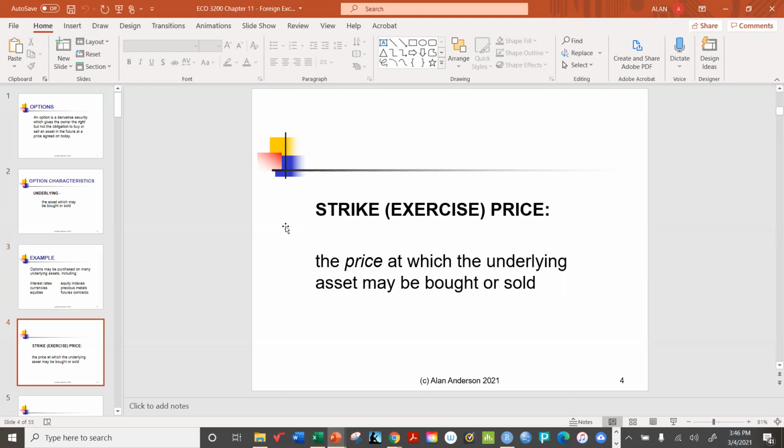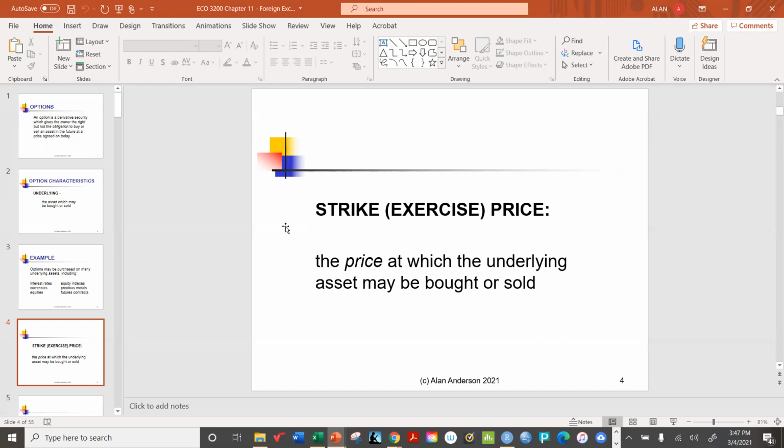All right. Now, the price at which you're allowed to buy or sell the underlying asset is known either as the strike price or the exercise price. I don't know the origin of these names, by the way, but yes, either strike or exercise price, that's the price at which you're allowed to buy or sell something in the future, if you choose to do so, of course.